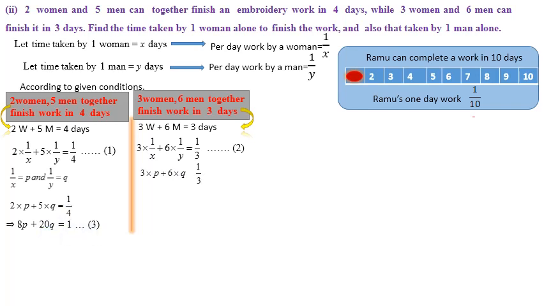Next step, moving on to the other equation, that is 3p plus 6q is equal to 1 by 3. Change 1 by x to p, 1 by y to q.